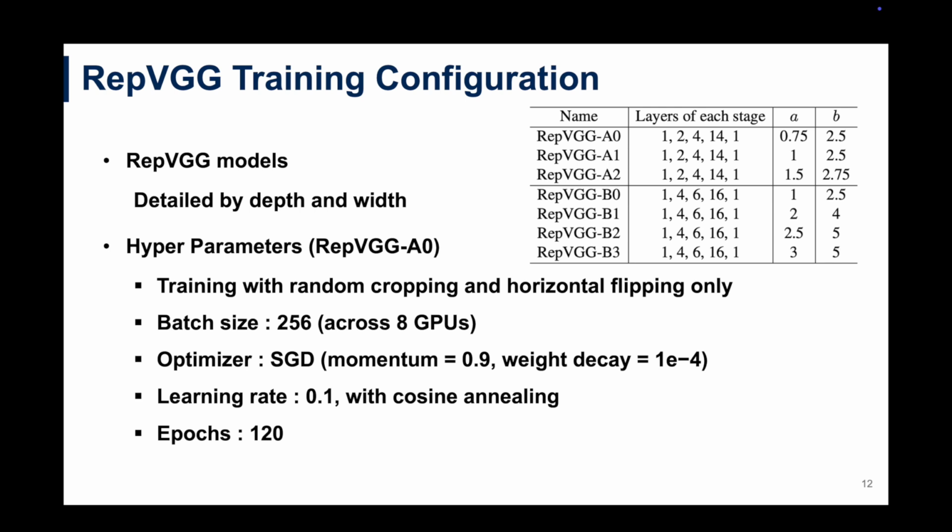In this paper, the authors conducted experiments on RepVGG using the following setup. First, RepVGG comes in multiple versions, varying in depth and width. As shown in the table on the right, the models are categorized into the RepVGG A and RepVGG B series based on their layer configurations. Each model also differs in the width expanding ratios denoted by the parameters a and b. For example, RepVGG A0 is a lightweight model, while RepVGG B3 has the most complex structure and is expected to deliver the highest performance. The hyperparameter settings shown here are based on the RepVGG A0 model.